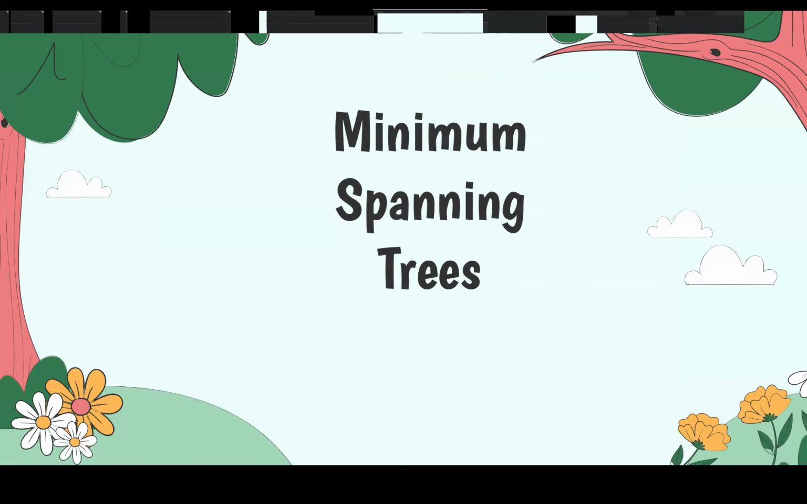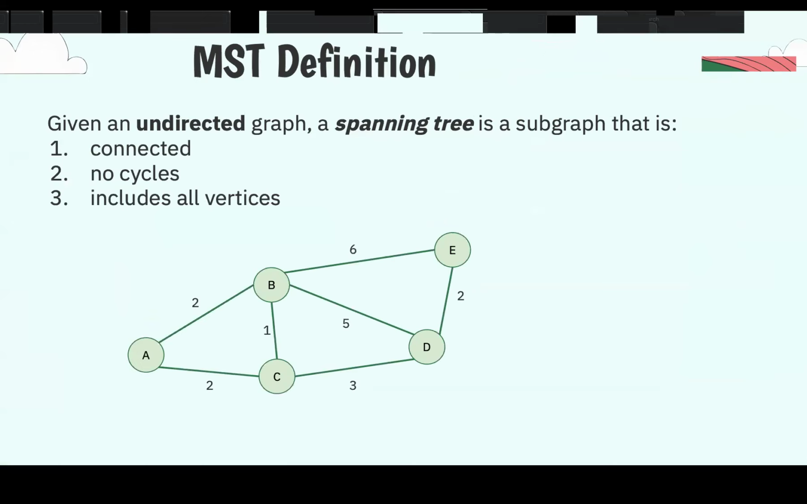So the last graph algorithm that we'll talk about for this midterm review is minimum spanning trees. Let's go over some brief definitions real quick. Before we talk about minimum spanning trees, I'm going to break it up. We're going to talk about spanning trees only. If we're given an undirected graph, meaning there's no direction, a spanning tree is a subgraph that has these 3 properties: it's connected, it contains no cycles, and all the vertices are included.